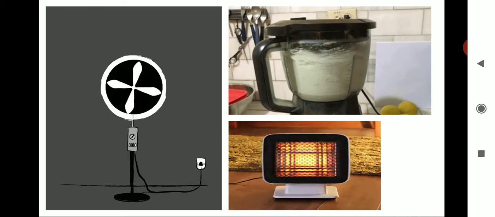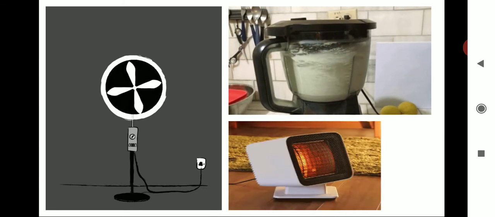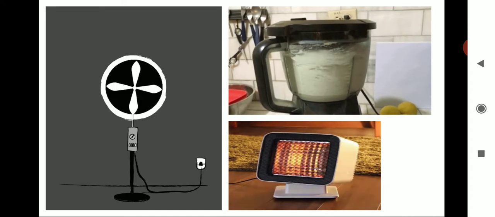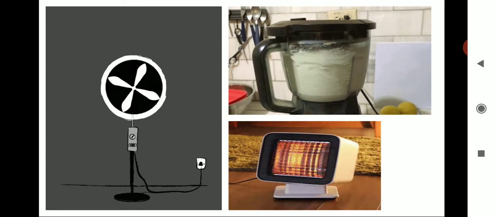Yes, does anything come to your mind now? Yes. So in today's class, let's discuss the working of all these electrical gadgets. How do they work? Okay.